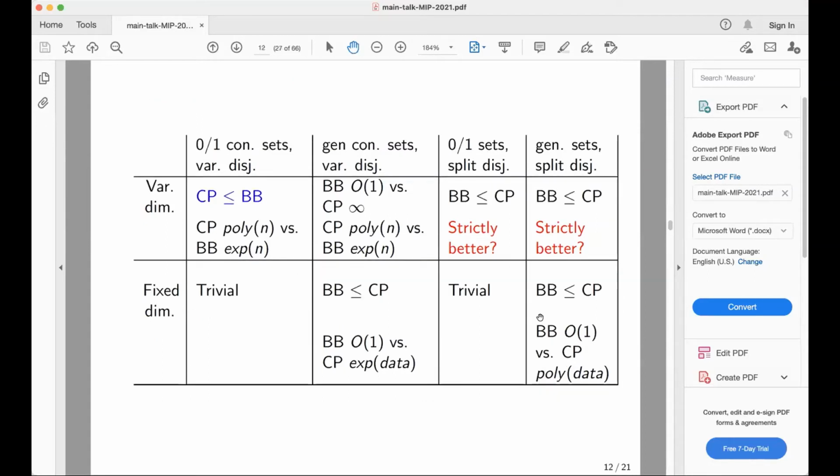When I say CP less than or equal to BB, that's highlighted in blue. What that means is that if you look at cutting planes based on variable disjunctions, which in the 0-1 setting correspond to lift and project cuts, and you look at a branch and bound scheme based on variable disjunctions, then this theorem says that cutting planes always do better than branch and bound.